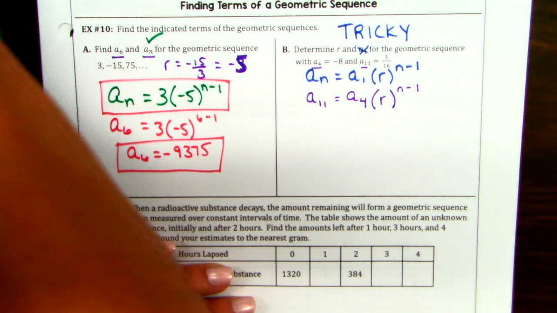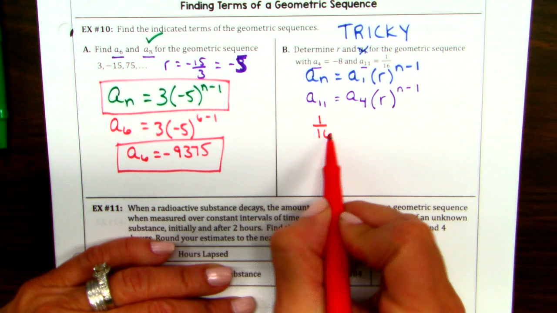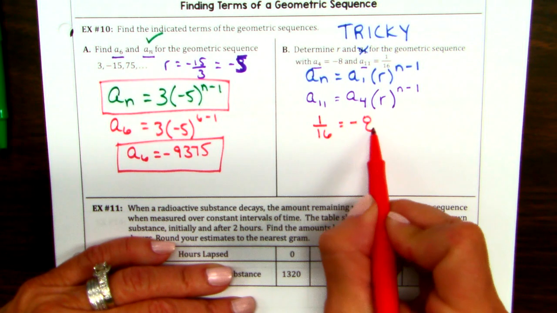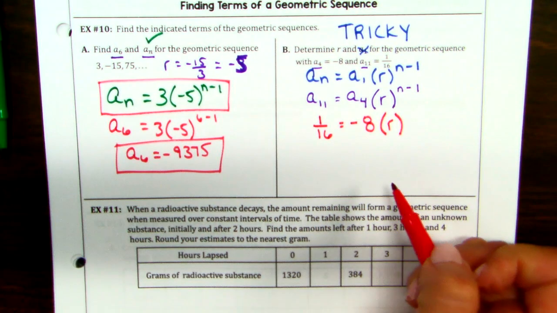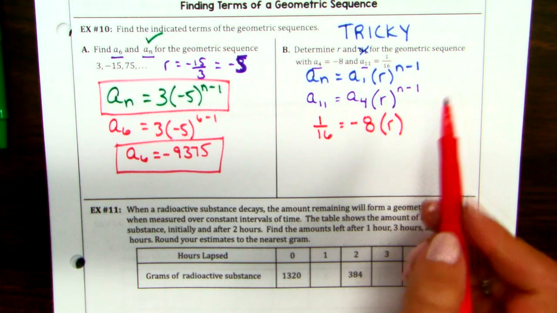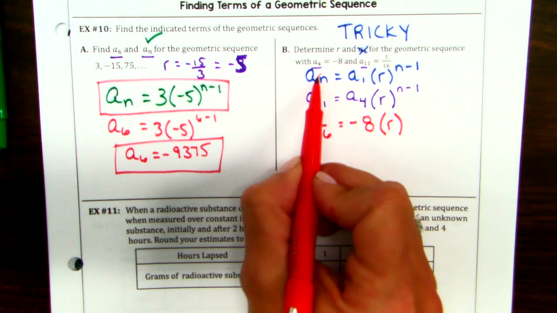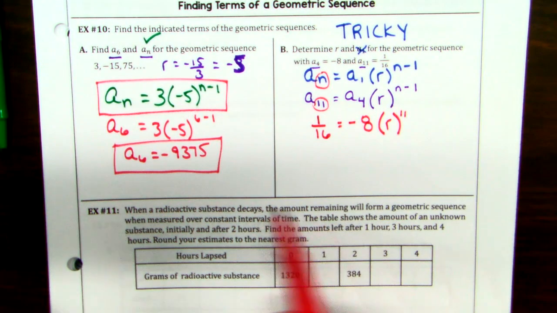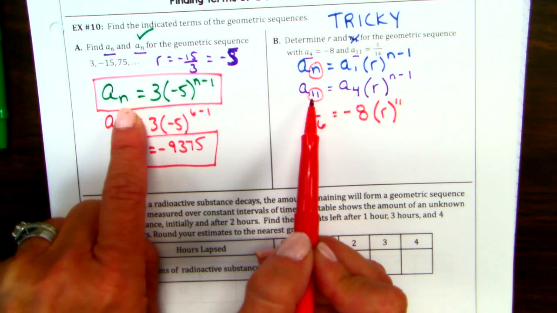Now watch. A sub 11 is 1/16. A sub 4 is -8. R is what I'm trying to find. Now what would n be? What would n be? 11. Good. Because remember, n is 11. Usually we leave n blank because we don't have a number there, right? But we do in this situation.